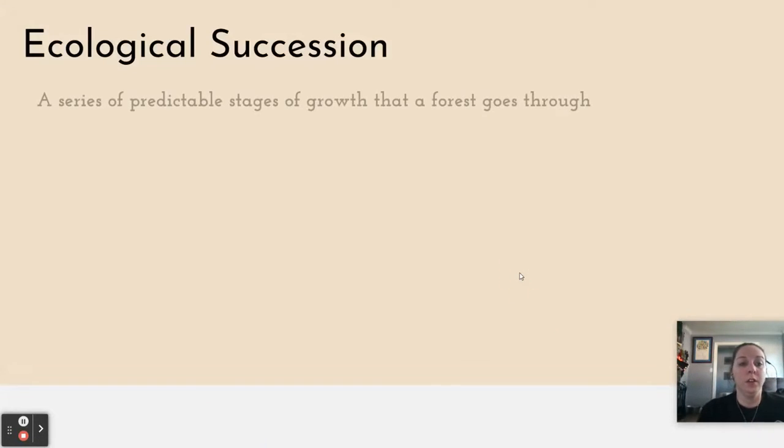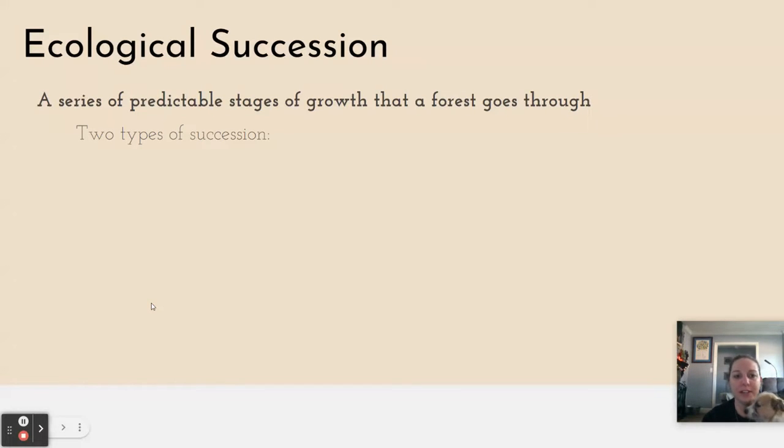So when we talk about succession, it's just a series of predictable stages of growth that an ecosystem is going to go through. Now, for today, we're primarily going to focus on a forest. It tends to be the easiest one to see this change happen in, and it happens most often in forests. But understand that deserts, aquatic ecosystems, they all kind of have their own steps of succession as well. It's not just forests that do this. And understand that succession is always happening. Succession doesn't end.